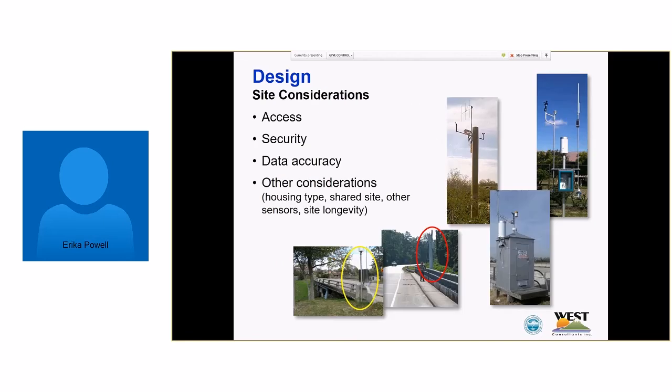Considerations are important. As we mentioned earlier, access and security is important. Data accuracy is not only important when you install the gauges, but you have to pay attention to what happens over time. That cute little bush that was there next to the gauge 20 years ago is now a 40-foot high tree with branches over the gauge. And that will dramatically affect your gauge catch and the information that you get. So you need to be paying attention to those kinds of situations over time.